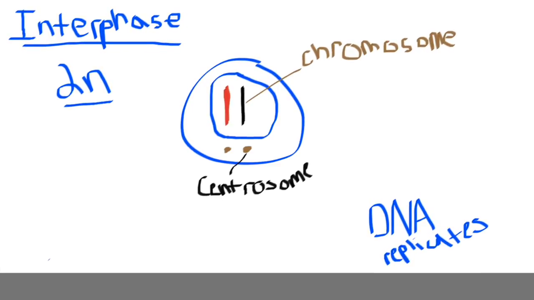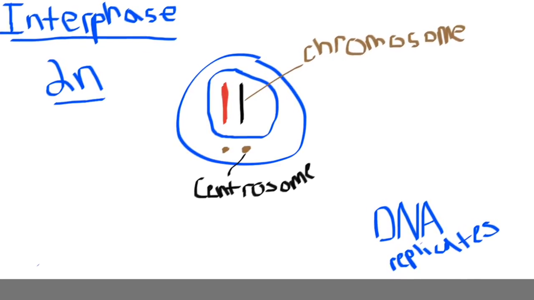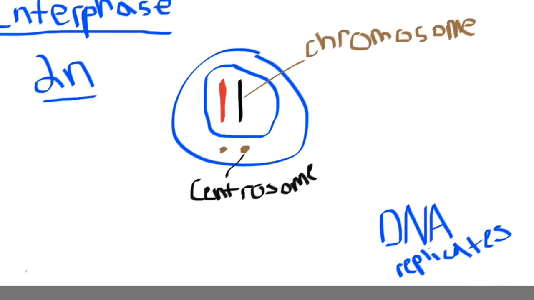So to begin the process, we go through interphase 1. This is where DNA replicates in the cell. At this point, the cell is still diploid.